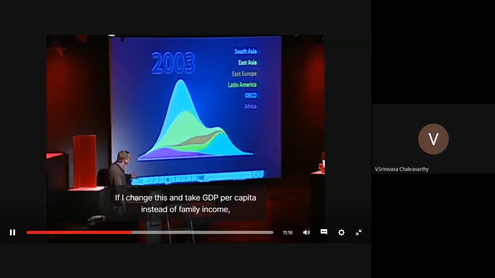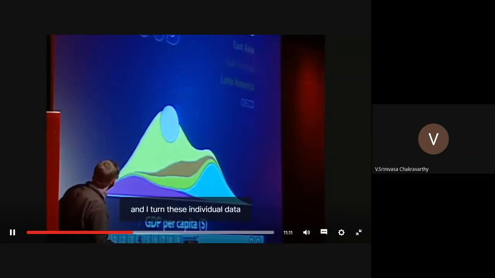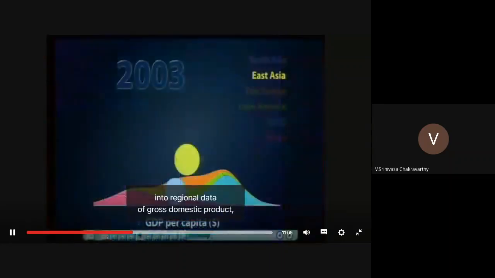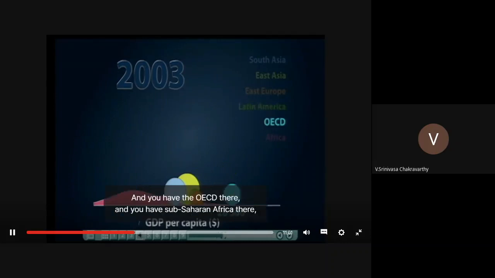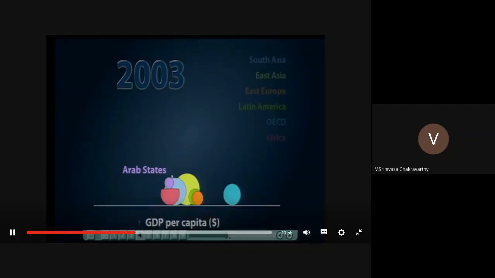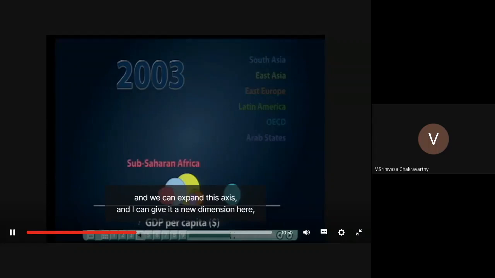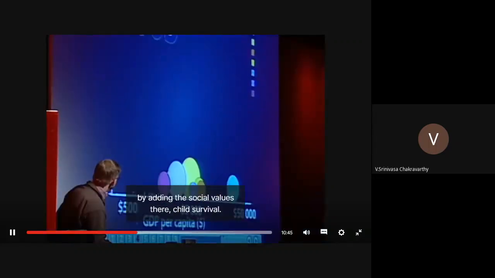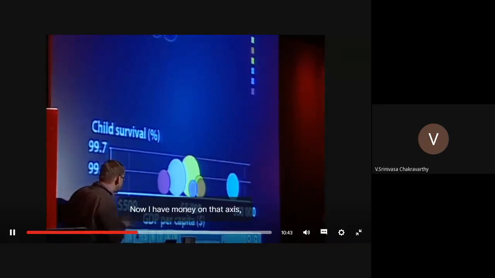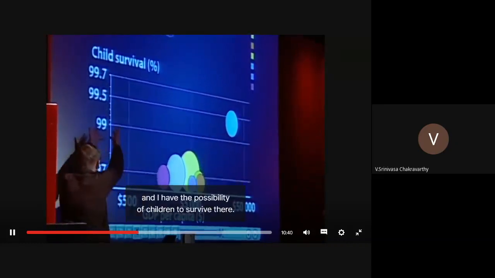If I change this and take GDP per capita instead of family income, and I turn these individual data into regional data of gross domestic product, and I take the regions down here, the size of the bubble is still the population. You have the OECD there, sub-Saharan Africa there, and we take off the Arab states, coming both from Africa and from Asia, and put them separately. I can expand this axis and give it a new dimension by adding the social value of child survival. Now I have money on that axis, and the possibility of children to survive there.